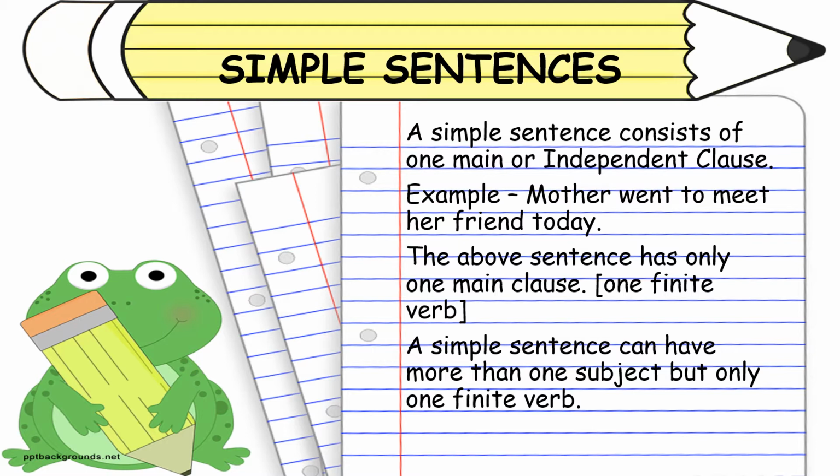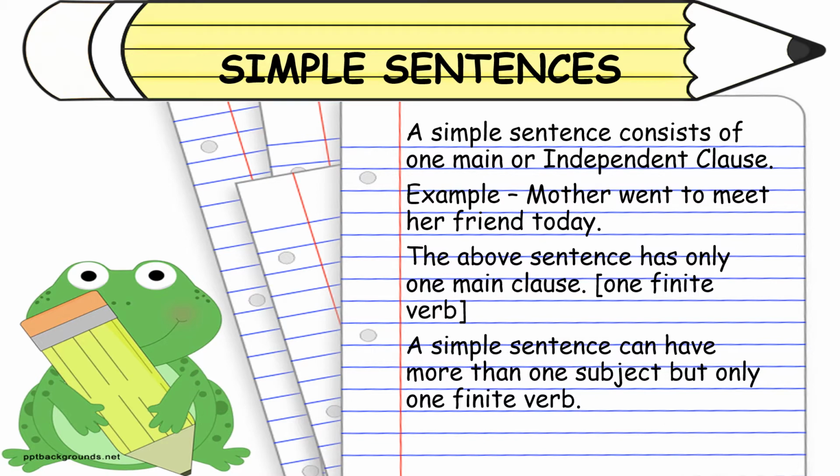A simple sentence consists of one main or independent clause. Example, mother went to meet her friend today. The above sentence has only one main clause, that is one finite verb. A simple sentence can have more than one subject but only one finite verb.